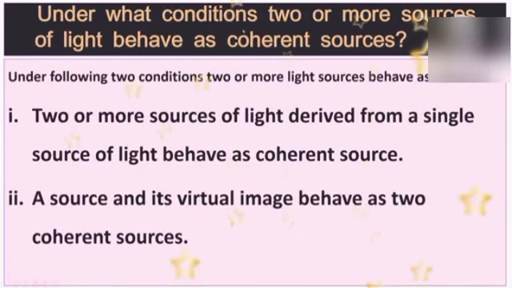Under what conditions two or more sources of light behave as coherent sources? Under the following two conditions, two or more light sources behave as coherent. Number 1. Two or more sources of light derived from a single source of light behave as coherent sources. Number 2. A source and its virtual image behave as two coherent sources.